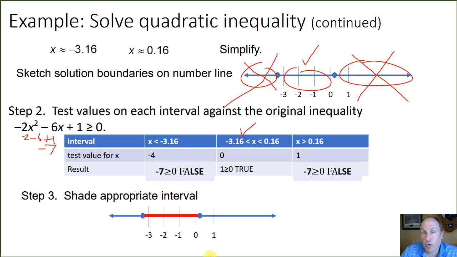So now we shade the appropriate interval, and down here at the bottom I've done that. The only interval that works, that the solutions are, is between negative 3.16 and 0.16. Now, the endpoints are included. They are solid because this is a greater than or equal to or less than or equal to inequality, because the endpoints are part of the solution. And so that's solving a quadratic inequality in one variable along a number line.